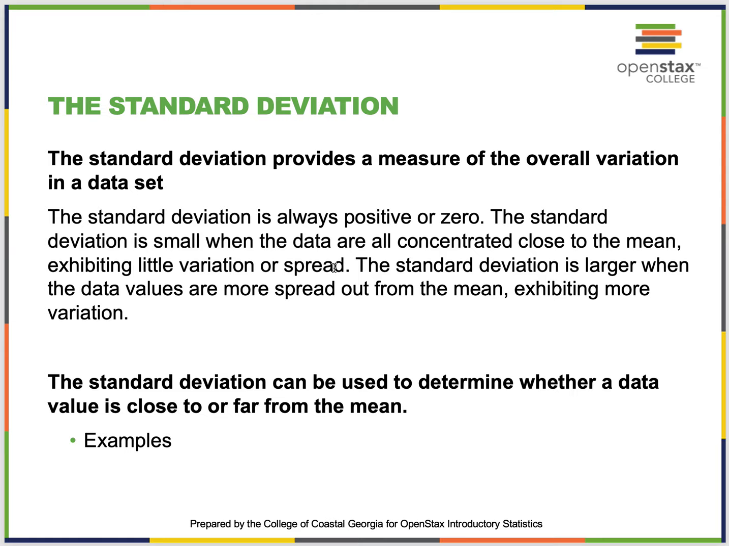It's always a positive or zero number, and usually always positive. If there's any variation at all, it will be positive. It's small when the data are concentrated close to the mean and exhibiting little variation or spread, and it gets larger as the spread gets larger.